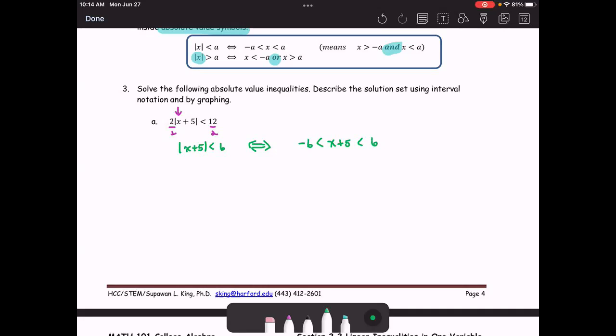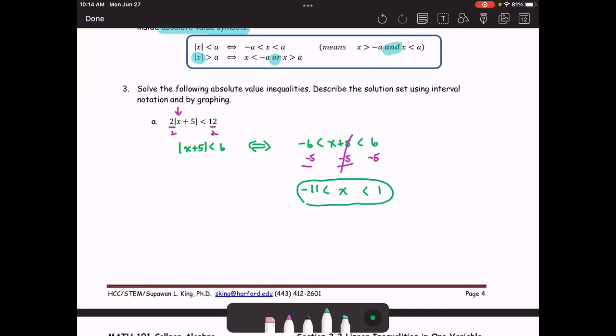Convert it into the compound statement, and then we're going to solve for x as we did in the earlier examples. Next, we're going to subtract 5 from both sides, all three parts of the inequality. We get x in the middle. On the left-hand side, we have negative 11. The right-hand side, we have positive 1. At this step, we are done solving this absolute value inequality.